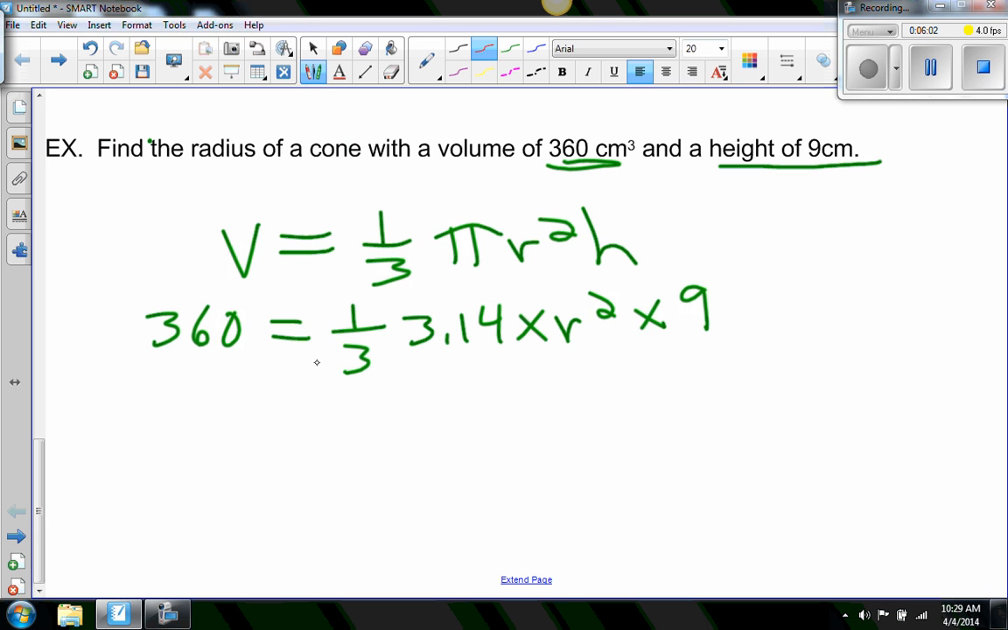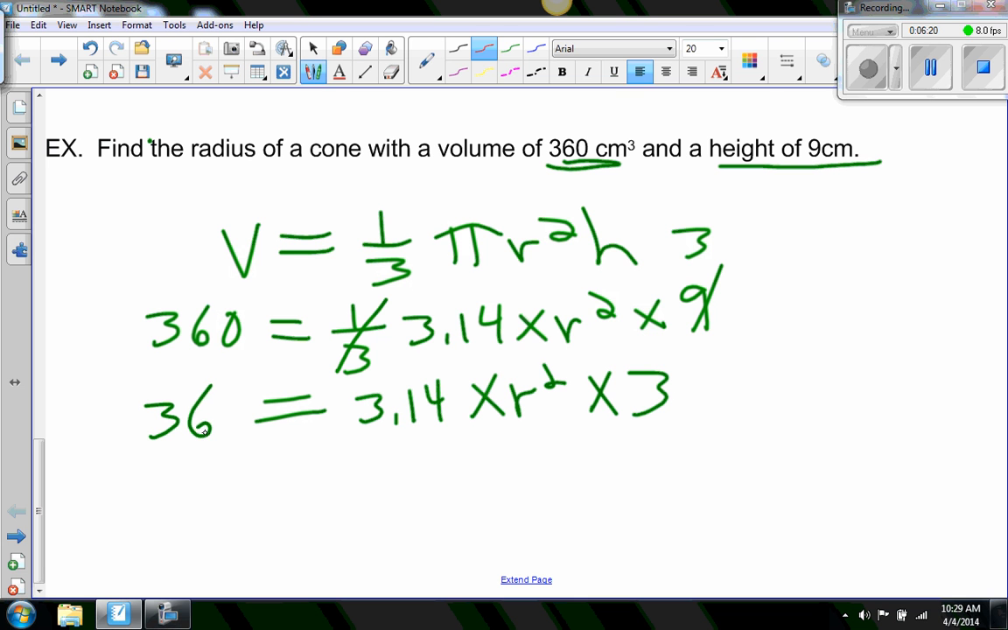So I do everything I can on this right side. So basically I'm solving for r squared is what I'm doing. So here 9 can easily be divided by 3, so I'm going to do that right away. So 1/3 of 9 is 3. Okay. So then 3.14 times r squared times 3 equals 360. 3.14 times 3 is 9.42.